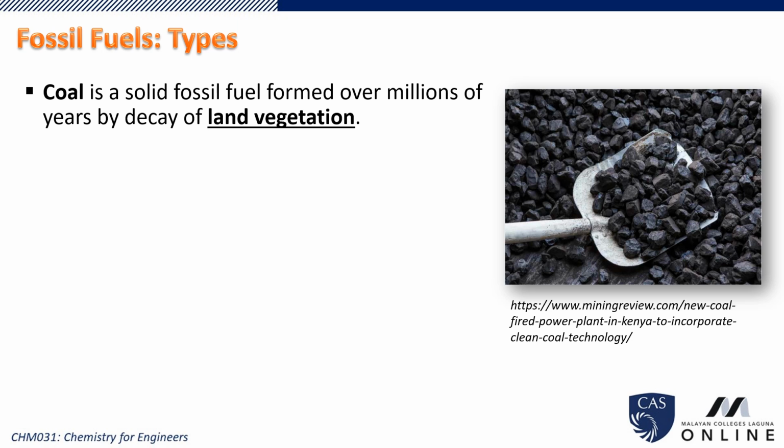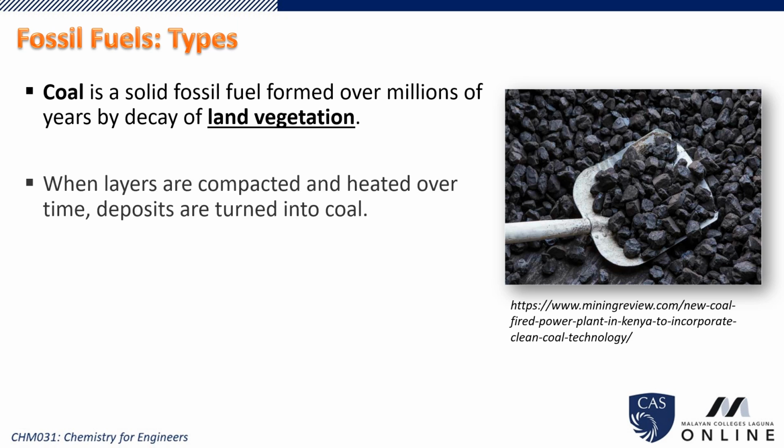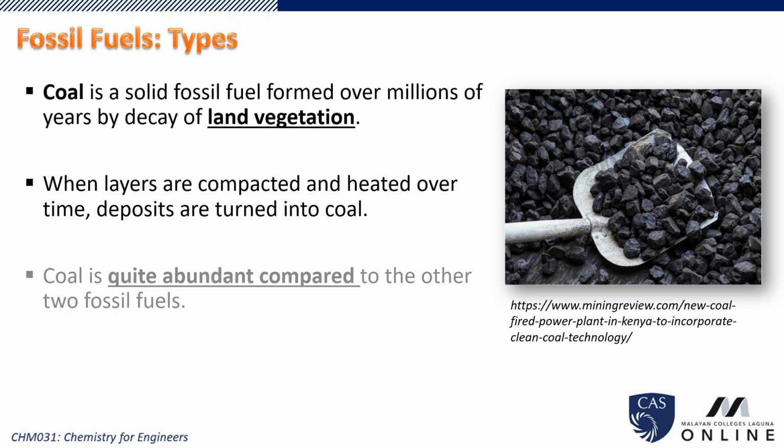For the first type of fossil fuel, we have coal, which is a solid fossil fuel formed from land vegetation. Over millions of years, plant material is compacted and heated, forming coal deposits. And coal is relatively abundant and widely used, especially in developing countries.